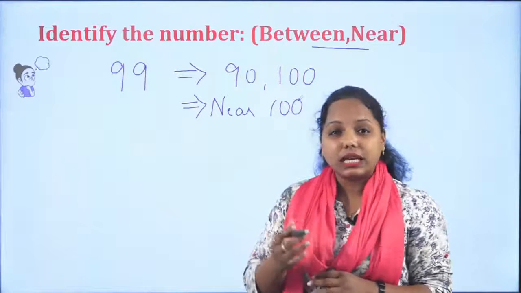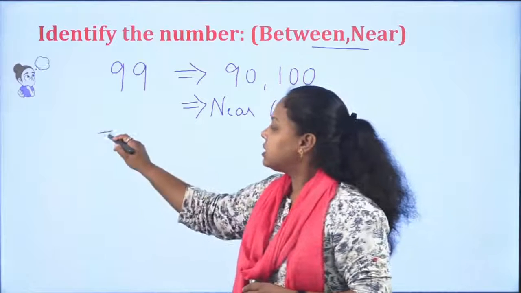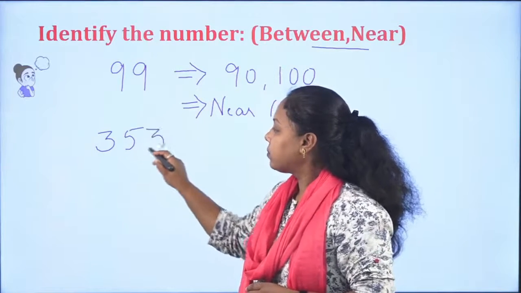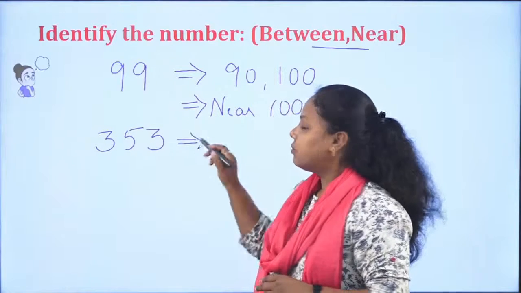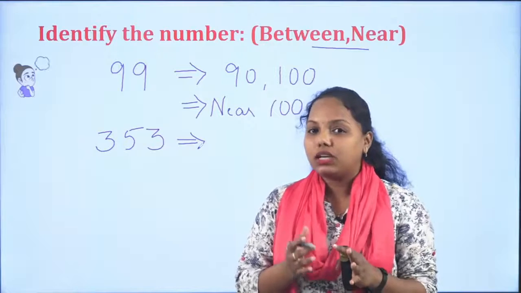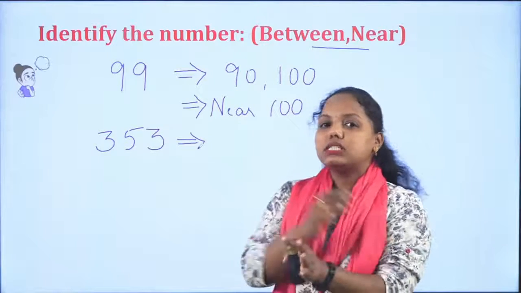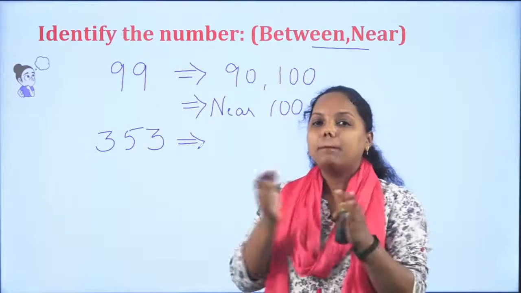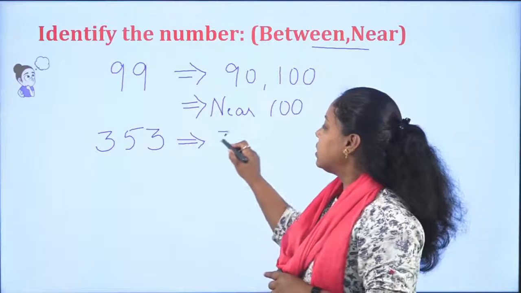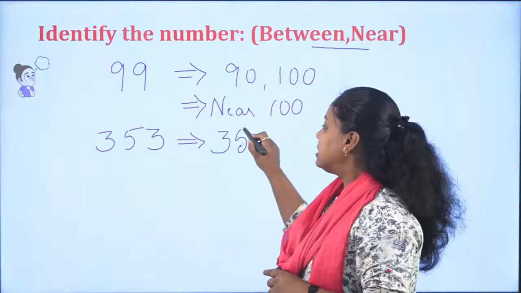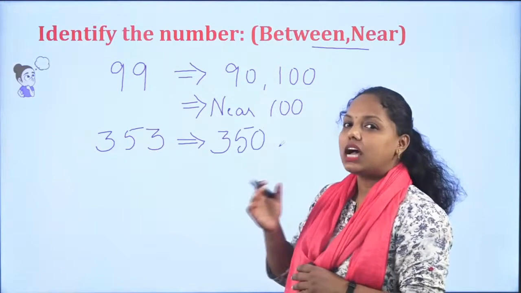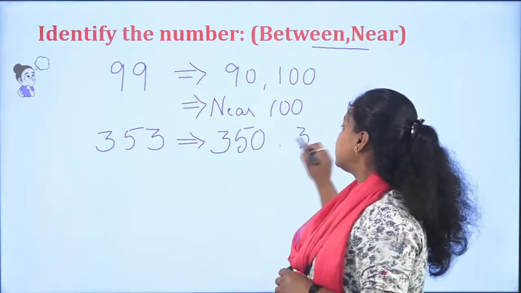Now, in the same way, suppose let me take 353. Where is this number falling? You have to go to the preceding numbers and the succeeding numbers. Make sure that you always tell with the 0 at the ending. That is, it is falling between 350 and 360.